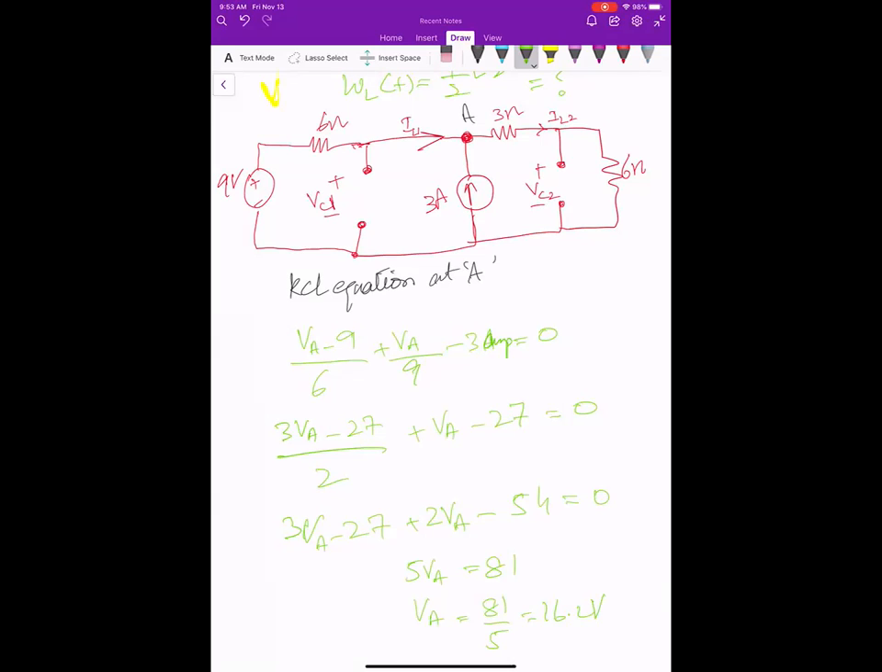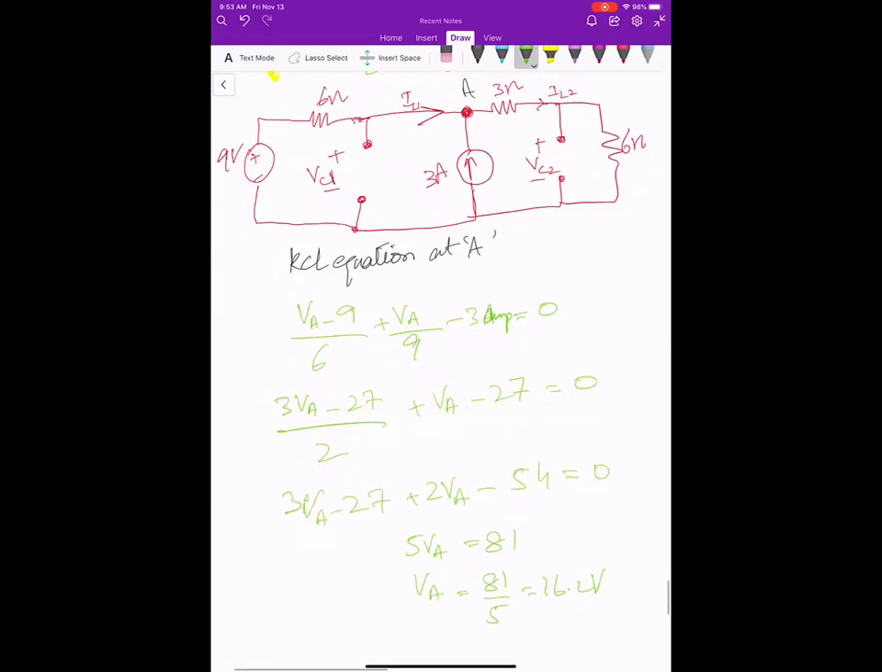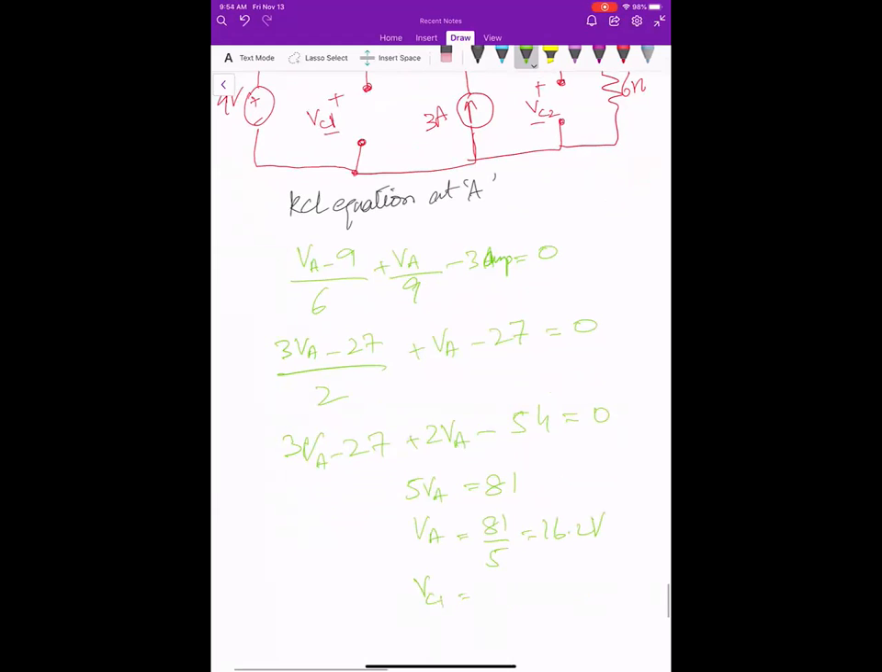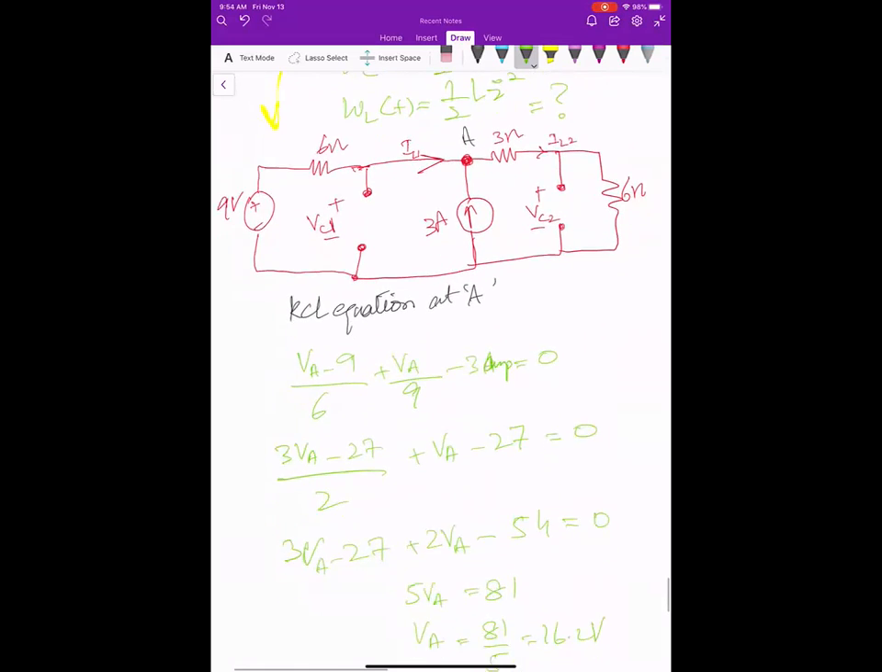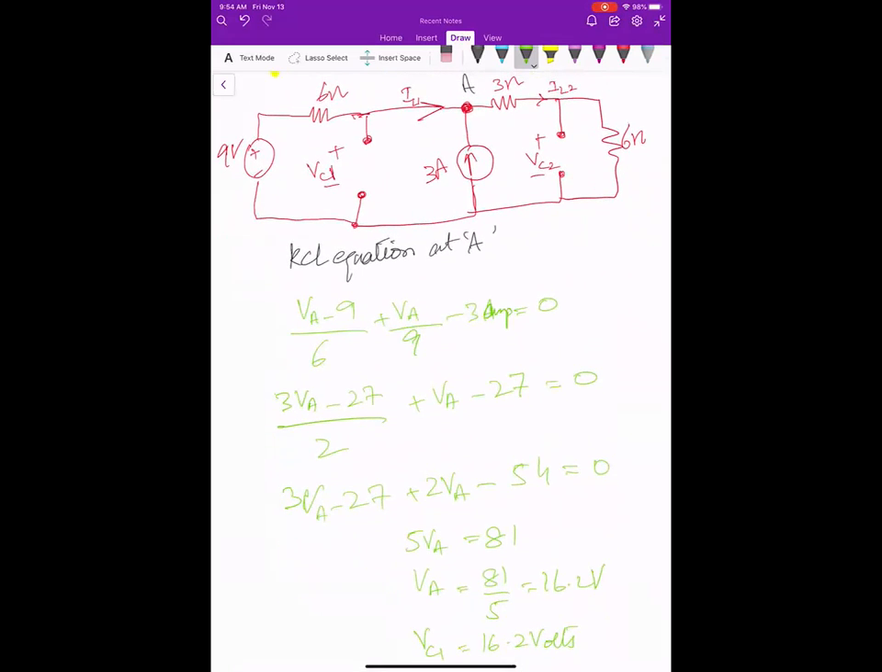Aiden, what do you think? Wouldn't it be the same as VA? Yes. So VC1 is 16.2 volts. And what will be the value of VC2? Also the same? No, VC2 should not be the same because we have 3 ohms in the path, right?